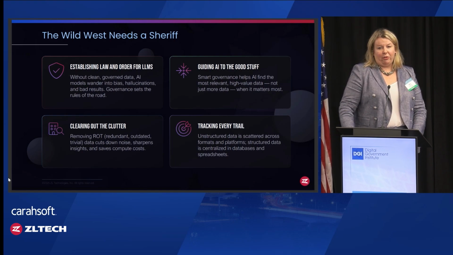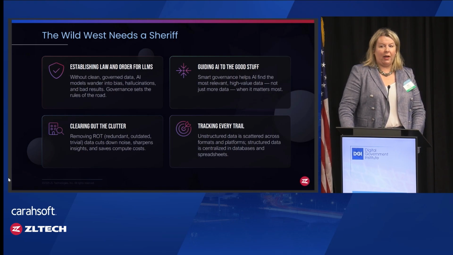Smart governance also makes sure that AI gives you the best output. So you want the AI to be trained on relevant policies, not outdated policies or outdated legislation or outdated discussions. You should be feeding that model information that's current and up to date so that you get current and up-to-date output. You need to get rid of all of the rot, and we heard about ROT this morning. You need to start thinking as an agency about removing redundant, outdated, and trivial data.